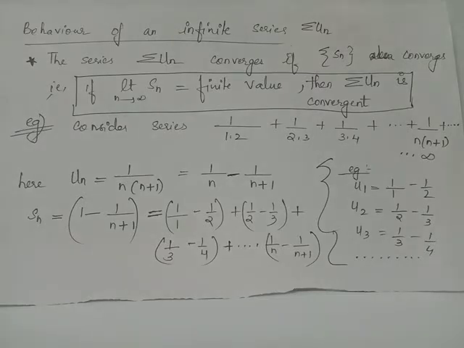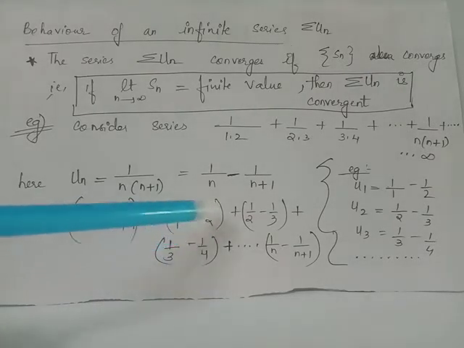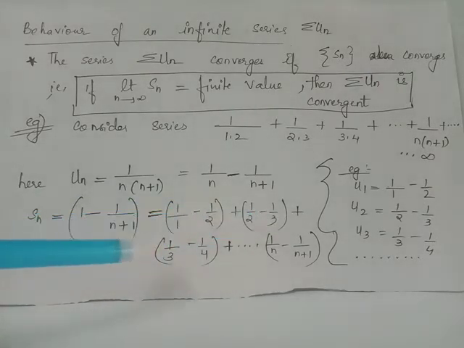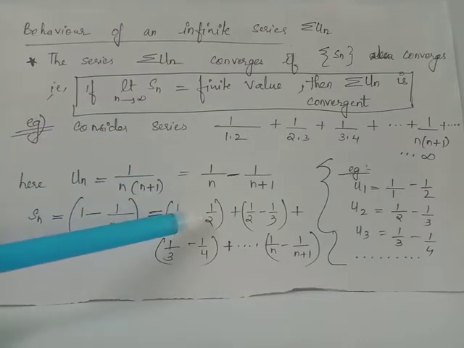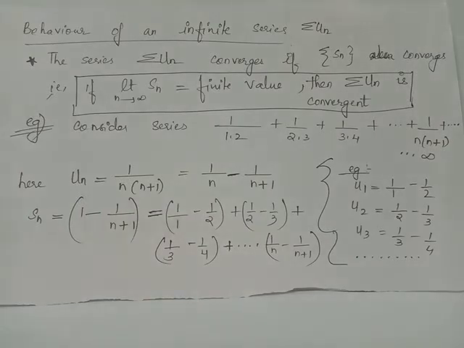When you consider Sn, the nth partial sum, which is the sum of terms u1, u2, u3 up to un, you will have 1 by 1 minus 1 by 2 added to 1 by 2 minus 1 by 3, which gets added to 1 by 3 minus 1 by 4 plus etc. plus 1 by n minus 1 by n plus 1. Notice that negative 1 by 2 gets cancelled with positive 1 by 2. Negative 1 by 3 gets cancelled with positive 1 by 3. In the next step, negative 1 by 4 gets cancelled with positive 1 by 4 and so on. Therefore, after cancelling the maximum number of terms, we are left with Sn equals 1 minus 1 by n plus 1.